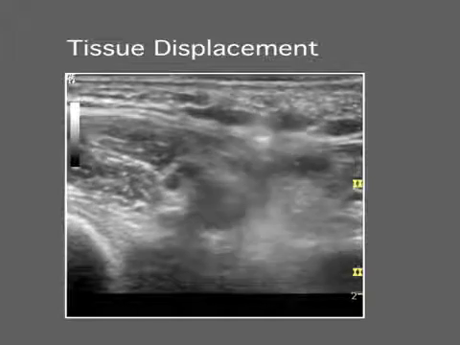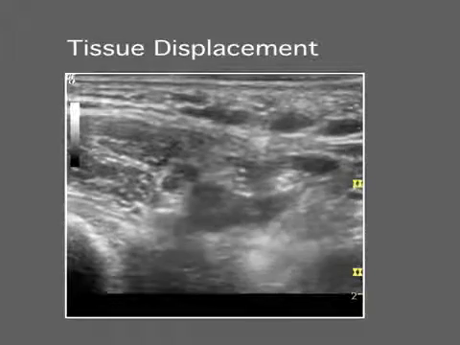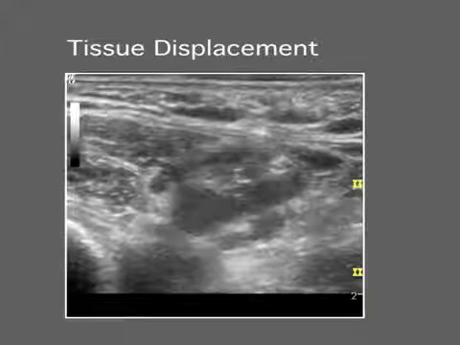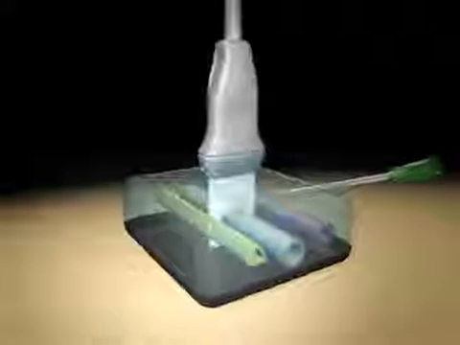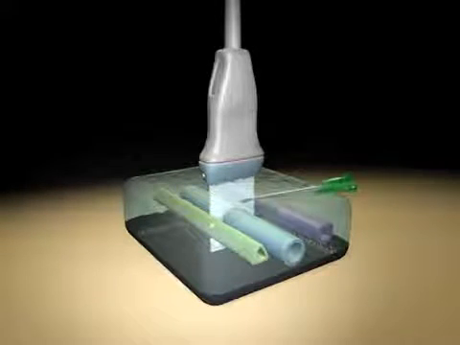Needle position can also be inferred by observing the distribution of small test injections and making needle adjustments. Often, slight tilting of the probe can be used to locate and follow the advancing needle tip.